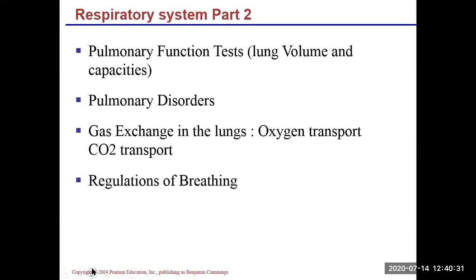The spirometer, or another name, pulmonary function test, or PFT. A pulmonary function test or a spirometer can measure the lung volume and also the capacity. So it can pick up potential pulmonary disorders and give you an idea about how well your gas exchange is taking place.